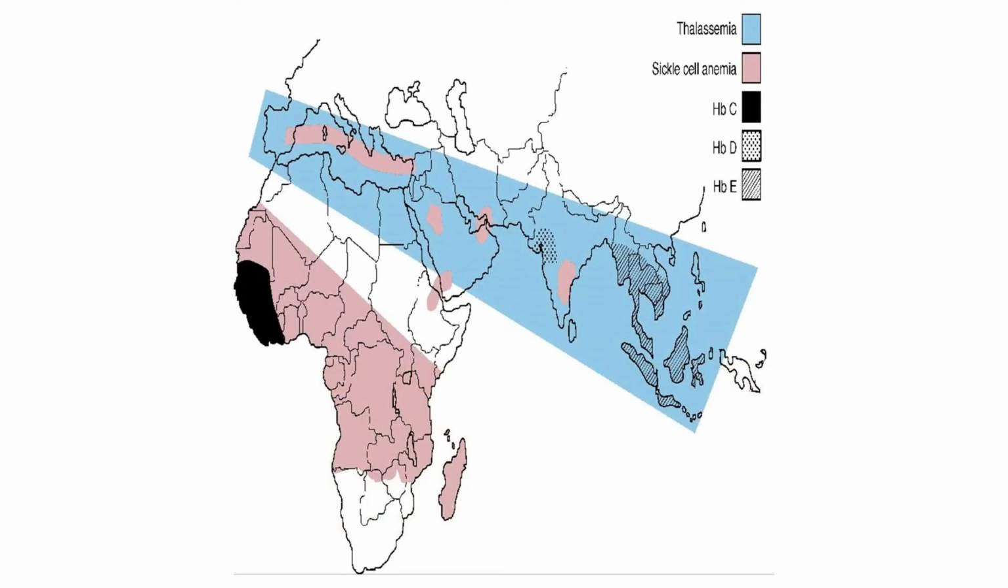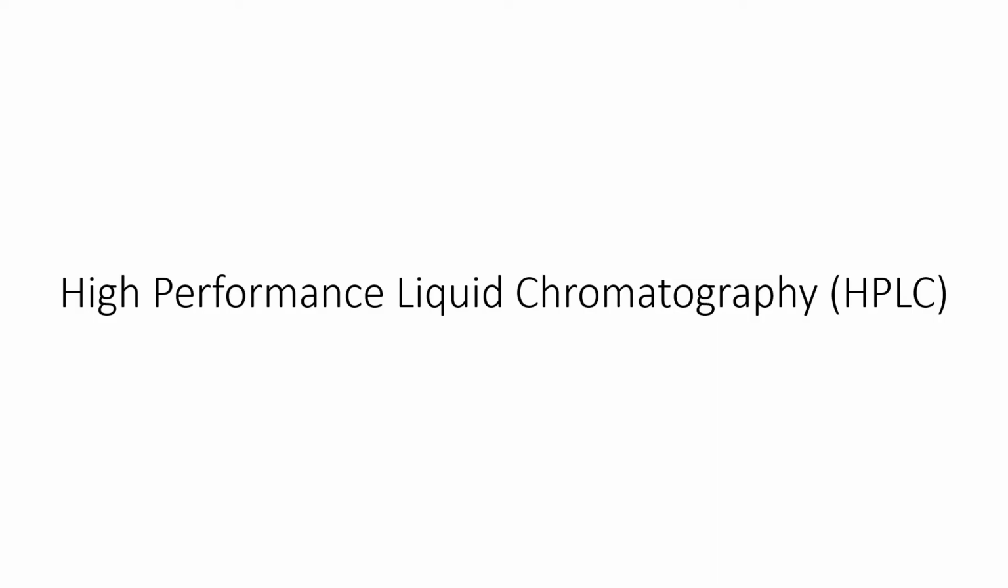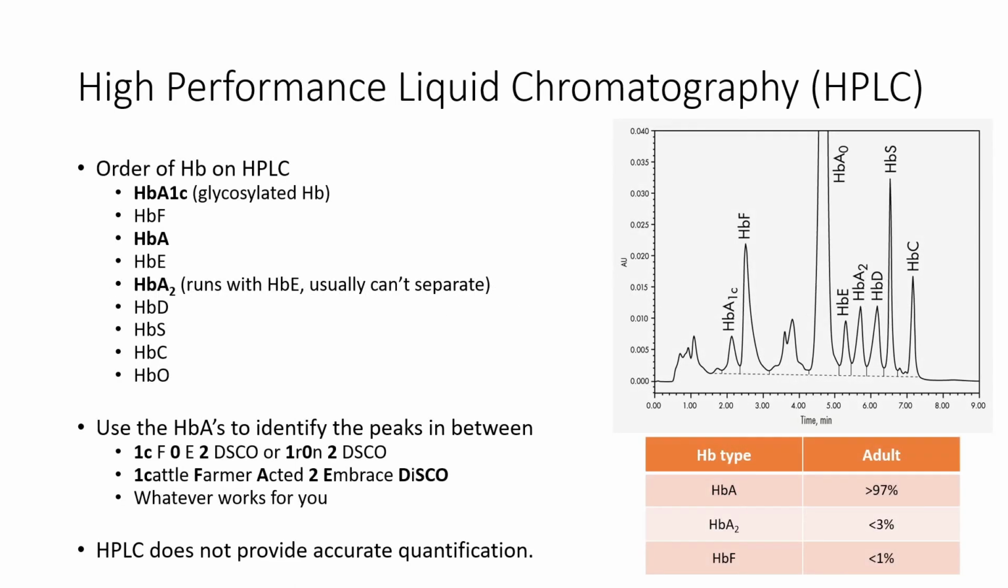This is a geographic representation of the distribution of hemoglobinopathies we've discussed so far. One of the methods used to detect hemoglobinopathies is high-performance liquid chromatography, or HPLC. Remember, HPLC is used to separate compounds based on their polarity. For pathology in-service and board examinations, you should know where the different hemoglobin types elute on HPLC. And I've included them for you here. I have also included the normal percentages of the usual peaks found in an adult on the bottom right.